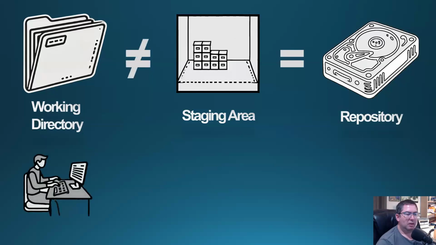When you edit a file, the working directory no longer matches the staging area. This means that the file in your local workspace has changes that you haven't staged for commit. Git recognizes that your working directory has modifications, and you'll need to use git add to move these changes to the staging area if you want to prepare them for a future commit. Until you do, the staging area and repository will remain unchanged, reflecting the last committed state of the file.